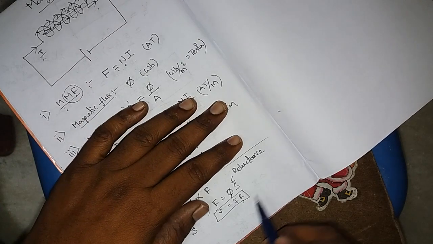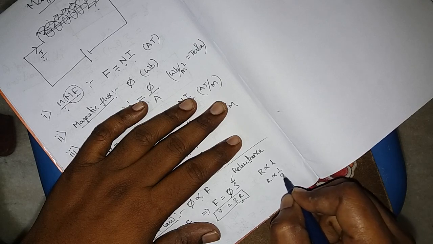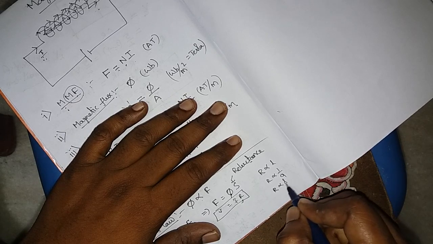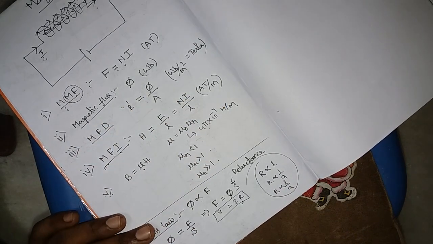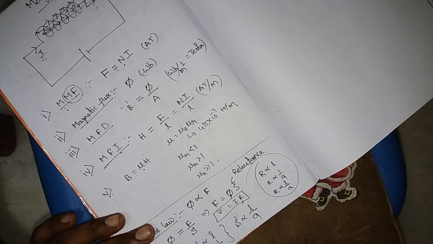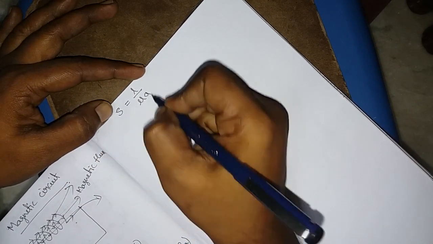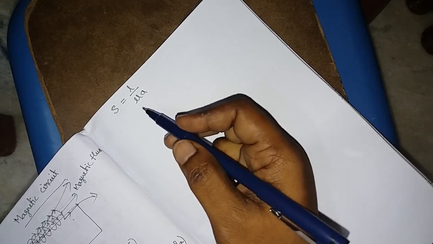We know the resistance R is proportional to L and inversely proportional to A. So R is proportional to L by A. And here also, what is S? Reluctance is directly proportional to L and inversely proportional to A. That means S is proportional to L by A. So S is equal to L by mu A, where mu is the proportionality constant for the reluctance.